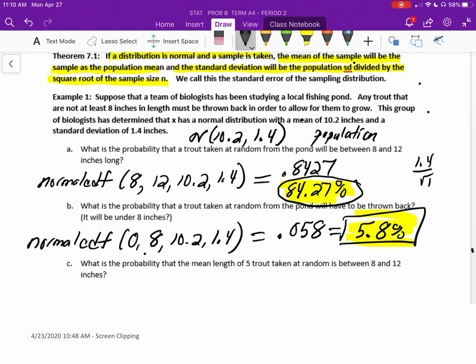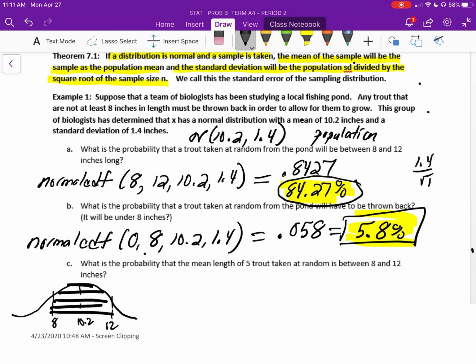What is the probability that out of those 5, I add them all together, that they're going to be between 8 to 12 inches long when the average is 10.2? So we want to know, what's this probability? And again, it's going to change.